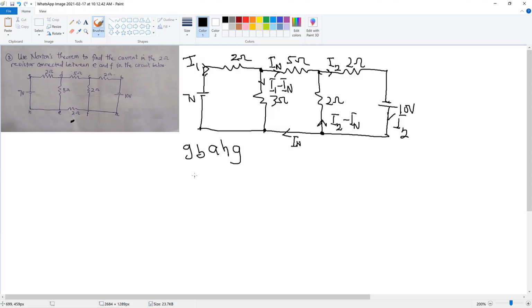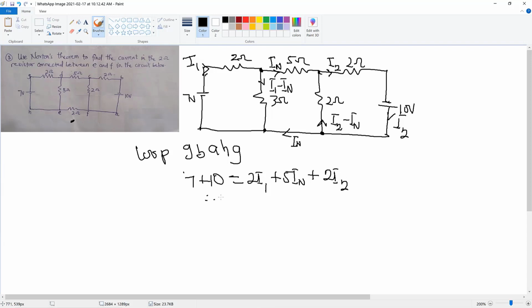And the equation that we can get from that loop will be, so assuming we are taking them in this direction, we are going to have our 7 plus 10 is equal to 2I1 plus 5IN plus 2I2.